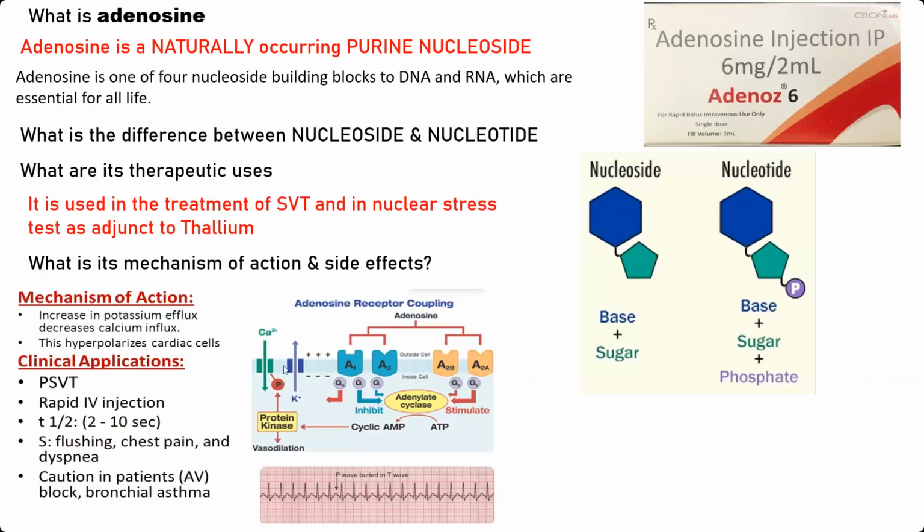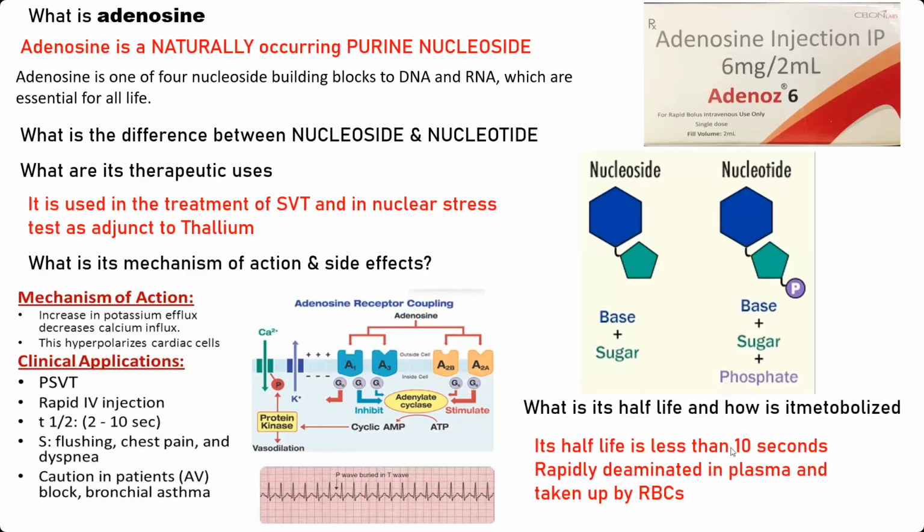So these are the mechanisms. It causes increased potassium efflux and inhibits calcium influx. So potassium is retained, calcium is prevented from coming in, hyperpolarization occurs, and the tachycardia is immediately controlled. What is the half-life and how is it metabolized? Half-life is less than 10 seconds. It is rapidly deaminated in plasma and taken up by RBCs. That is the mechanism of its removal.